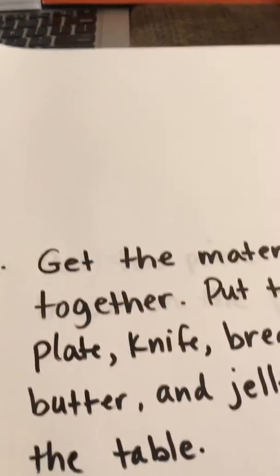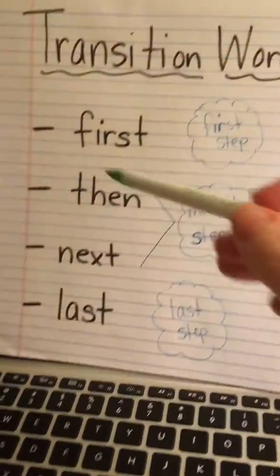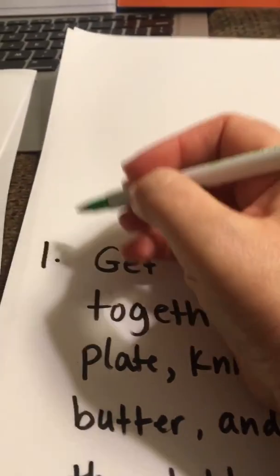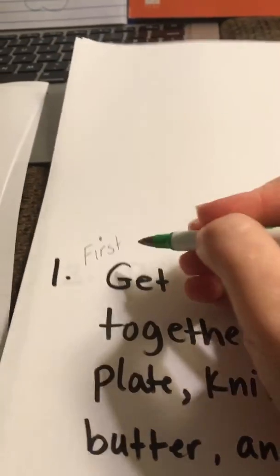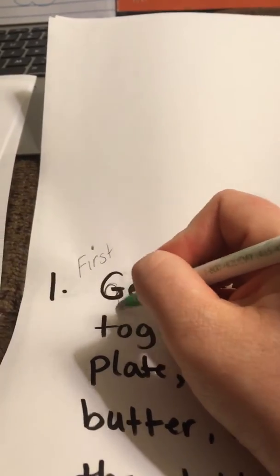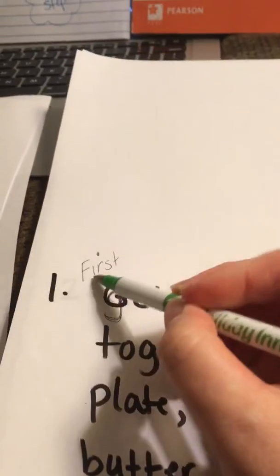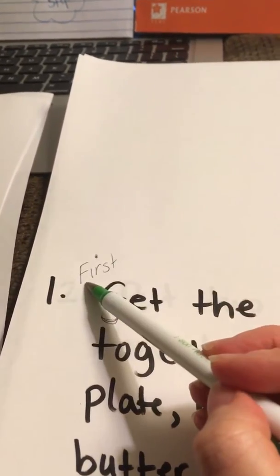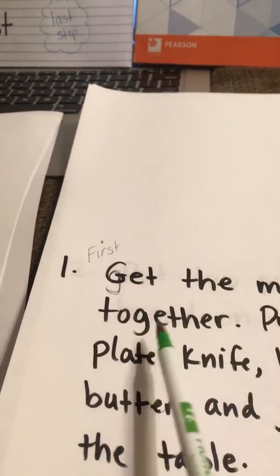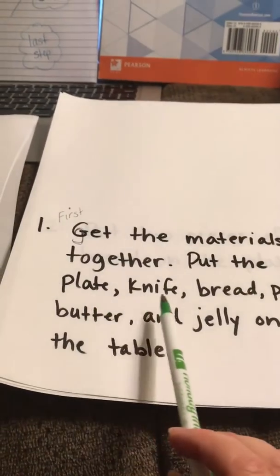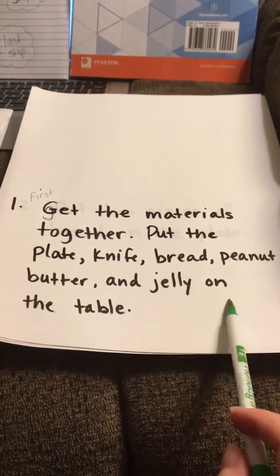So let's go to step 1. Remember, for the first step, I'm going to use the word first. Just like we did in school, I'm going to add it in right here. And I'm going to make it a lowercase g because that's not the beginning of my sentence anymore. So make sure you make it an uppercase F because that's the first word of your sentence. Now it's going to read, first, get the materials together, put the plate, knife, bread, peanut butter, and jelly on the table.